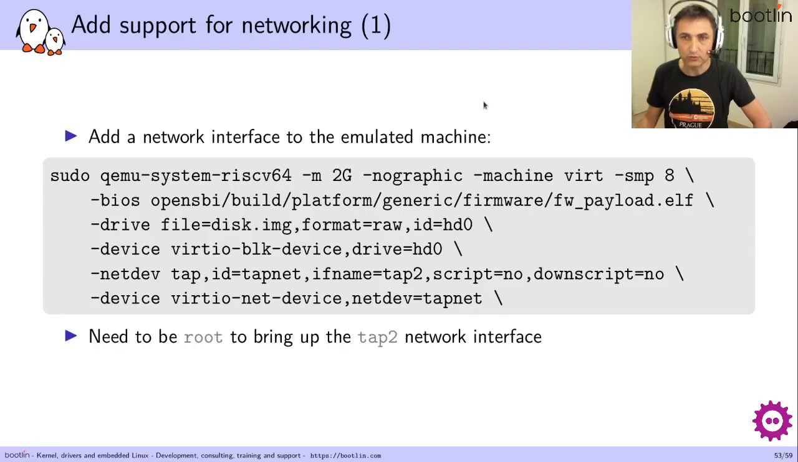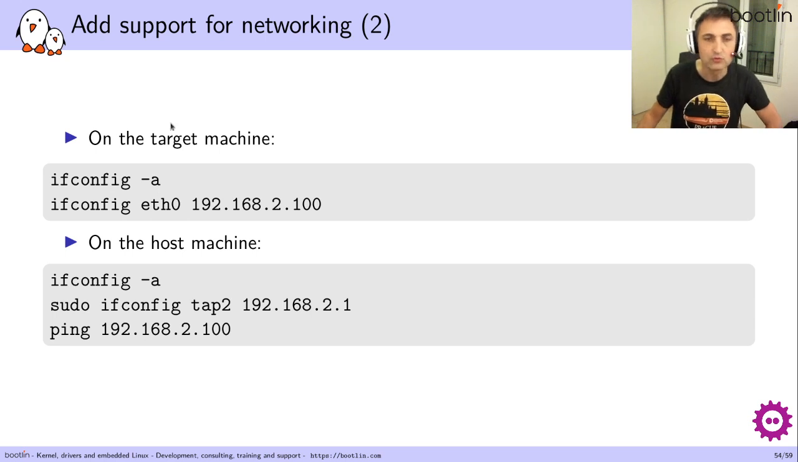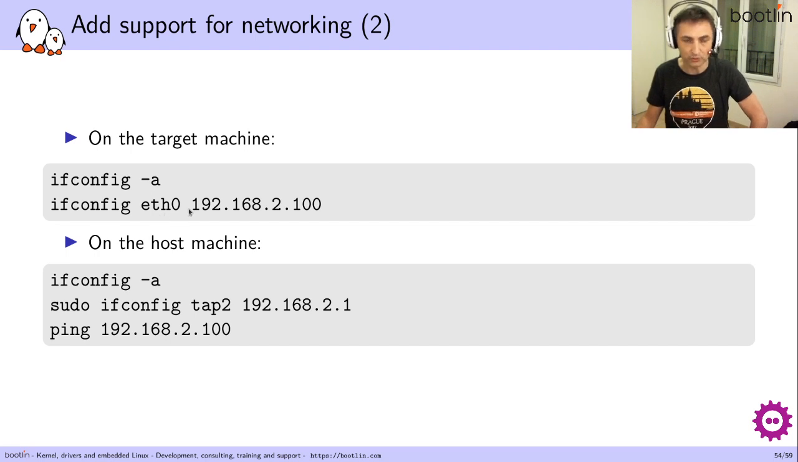So the last thing we want to do is add a web server interface to our emulated machine. We'll do that by adding two lines to QEMU and running QEMU as root through the sudo command so that it can bring up the network interface. On the target machine, we will have to use ifconfig -a to find the available network interfaces. That will be eth0. We'll set an IP address this way. And similarly, on the host machine, we'll set an IP address to the networking connection between QEMU and the host, tap2, with this IP address. And we'll check that the ping works between the host and the emulated machine.